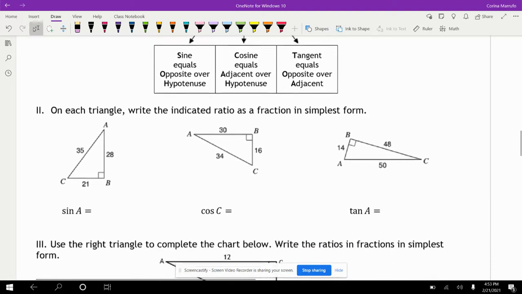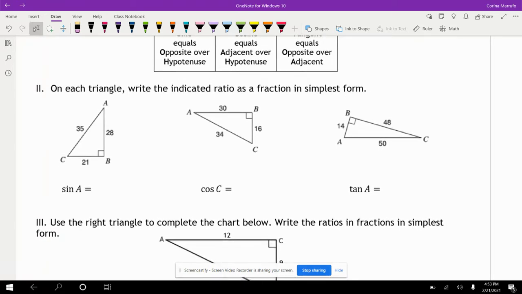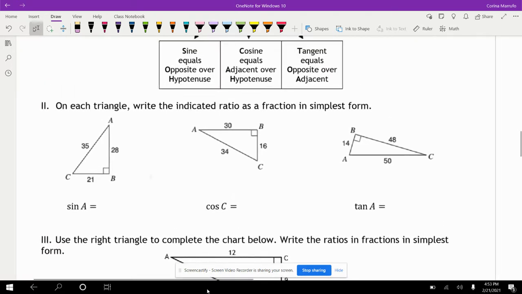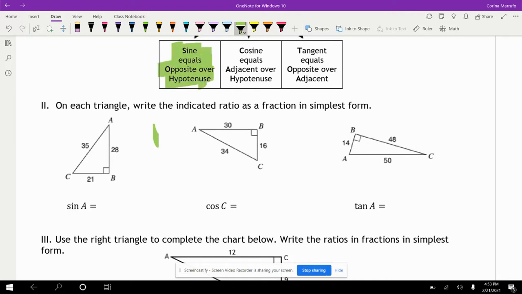So on here it says, on each triangle, write the indicated ratio as a fraction in simplest form. So sine, just in case you don't remember, equals opposite over hypotenuse. So I'm going to go ahead and write this as opposite over hypotenuse. Since they said sine of A, let's look at angle A. So here's angle A. Opposite angle A is 21 over the hypotenuse, which needs to be the side across the 90-degree angle, 35.